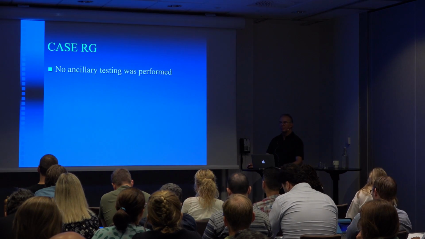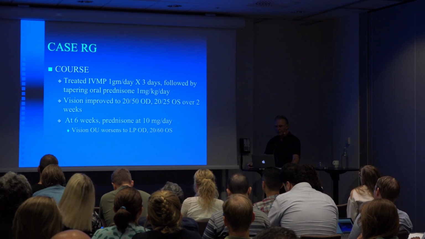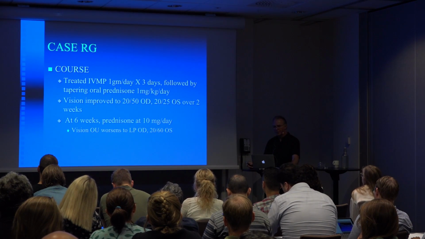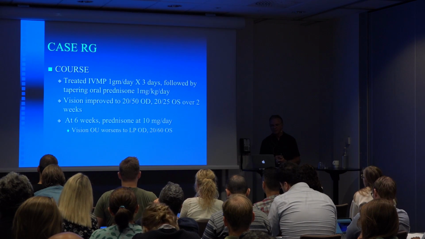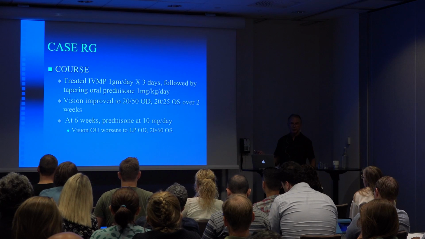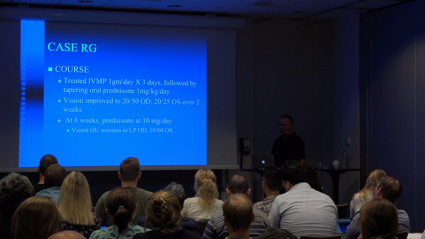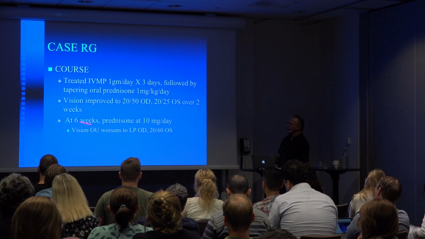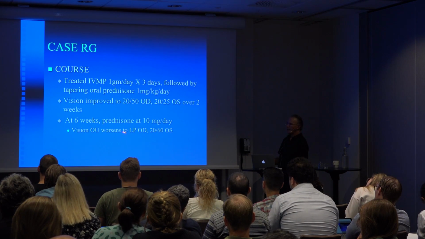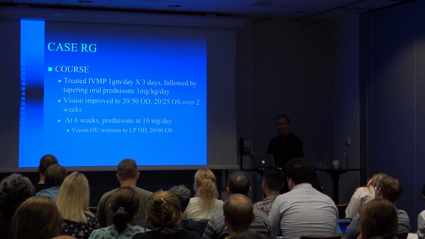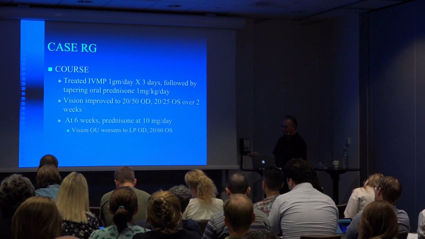So this was presumed to be MS-related optic neuritis, actually, and no testing was performed. She was treated with the routine intravenous methylprednisolone, a gram a day for 3 days, tapering oral prednisone, and vision improved. She responded to the therapy, came back to 20/50 in the right eye, 20/25 in the left eye. But then as they were tapering, at 6 weeks, the prednisone got down to 10 milligrams a day, and the vision in both eyes went bad again. So this is a steroid-dependent optic nerve inflammatory process where on the tapering, things went bad.